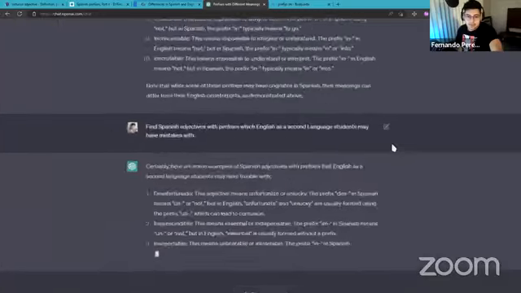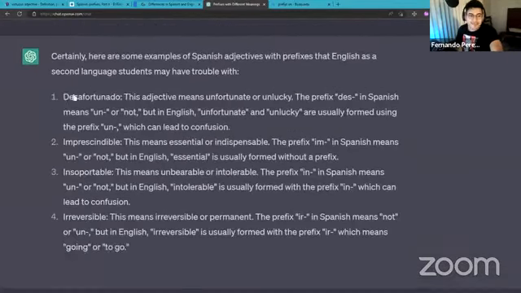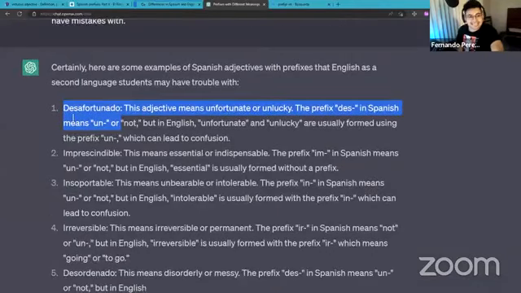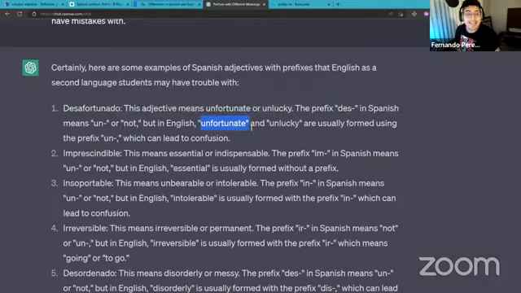Desafortunado. Oh, this is the one I'm talking about. Yes. Desafortunado, look how it has the word des, right? But in English, it's not disfortunate. It's unfortunate. This is the one I'm talking about. Perfect. Thank you, ChatGPT. I love you. Desafortunado versus unfortunate. The prefix des in Spanish means un or not.